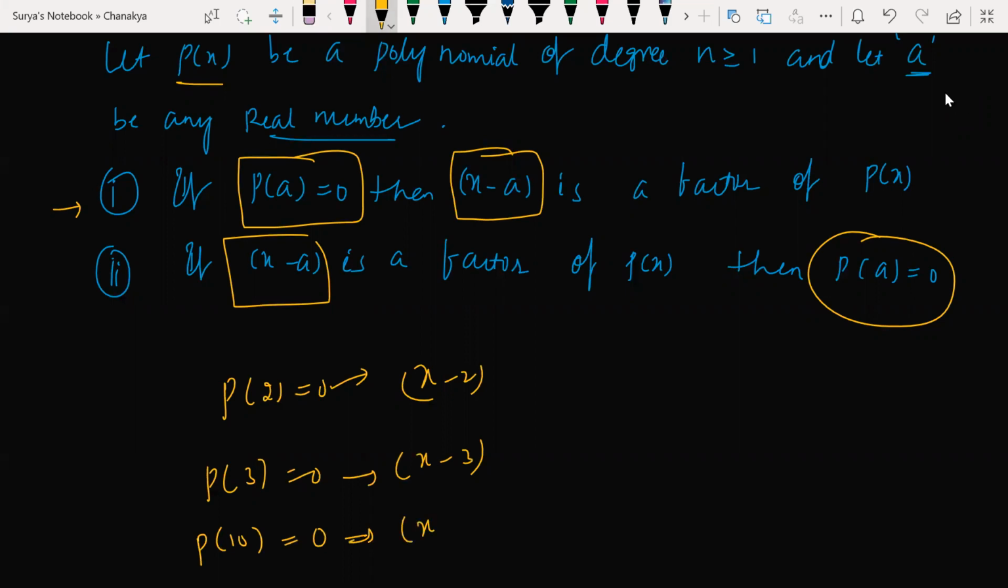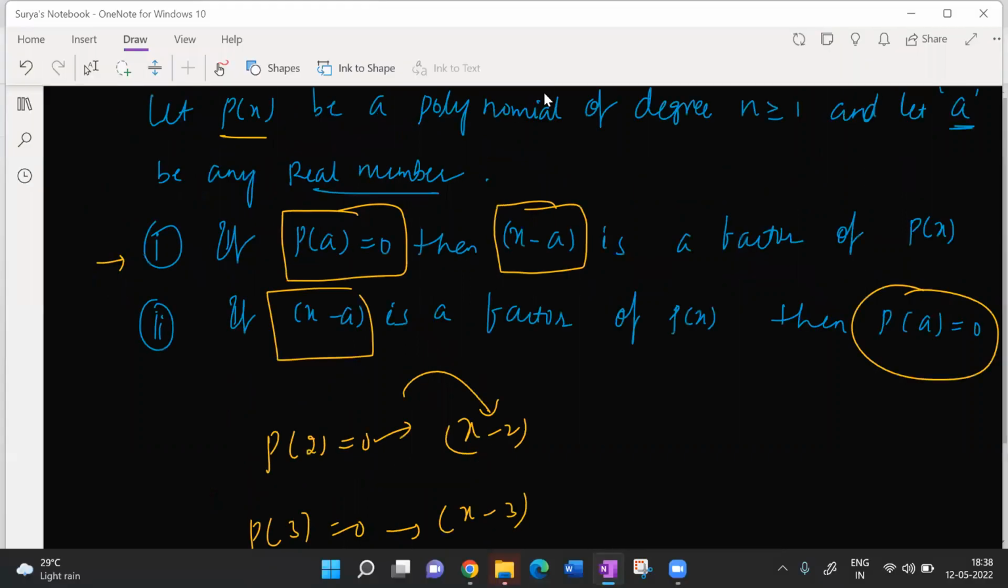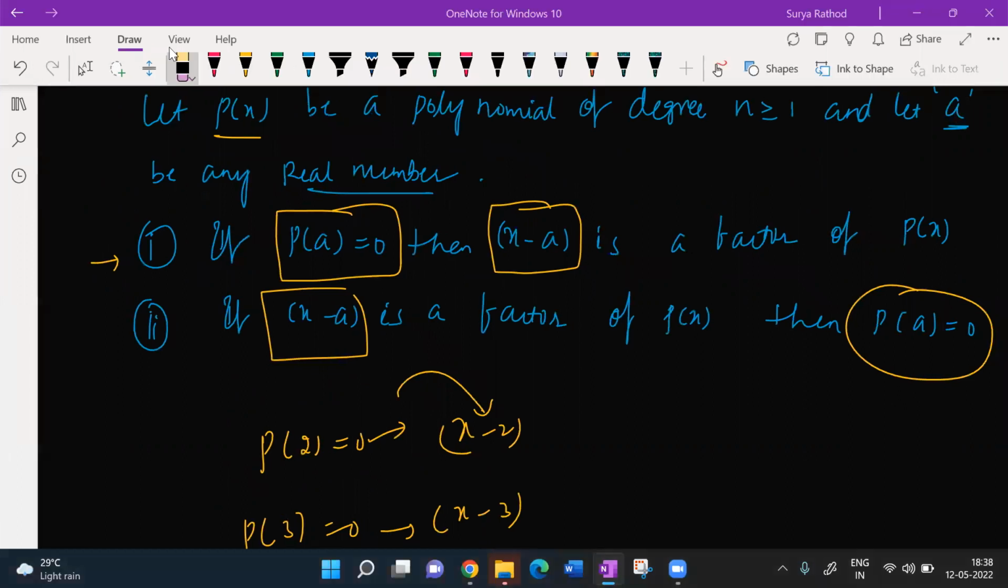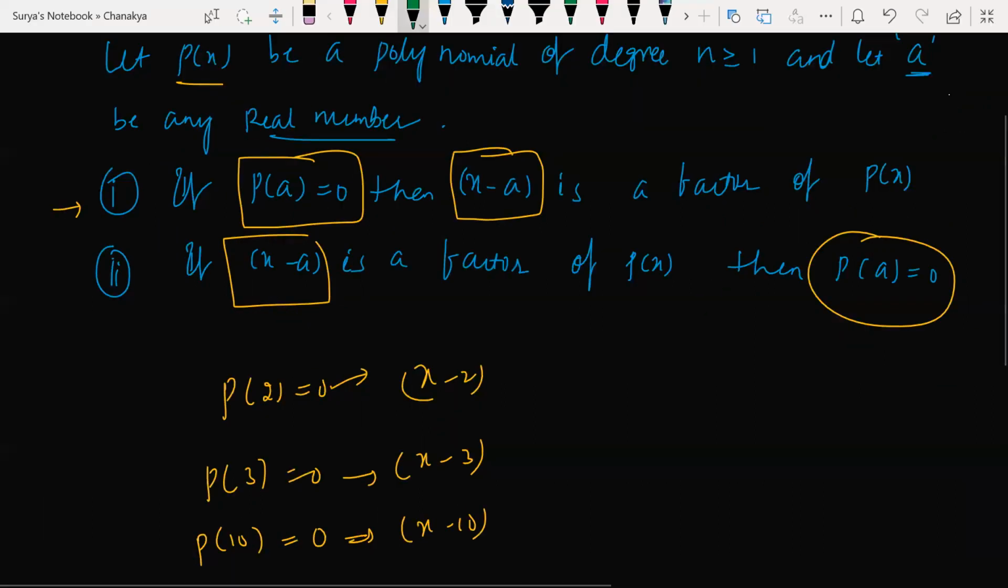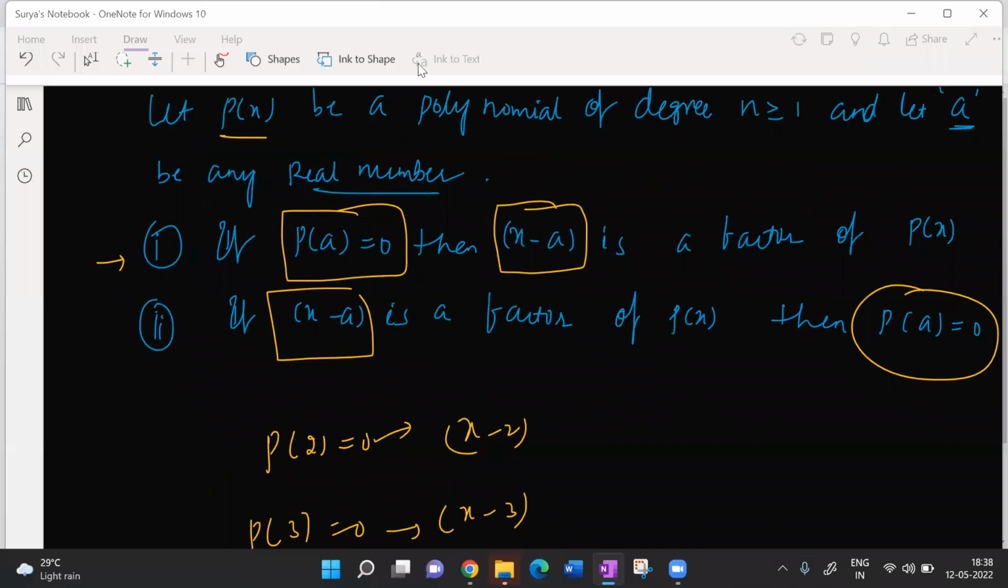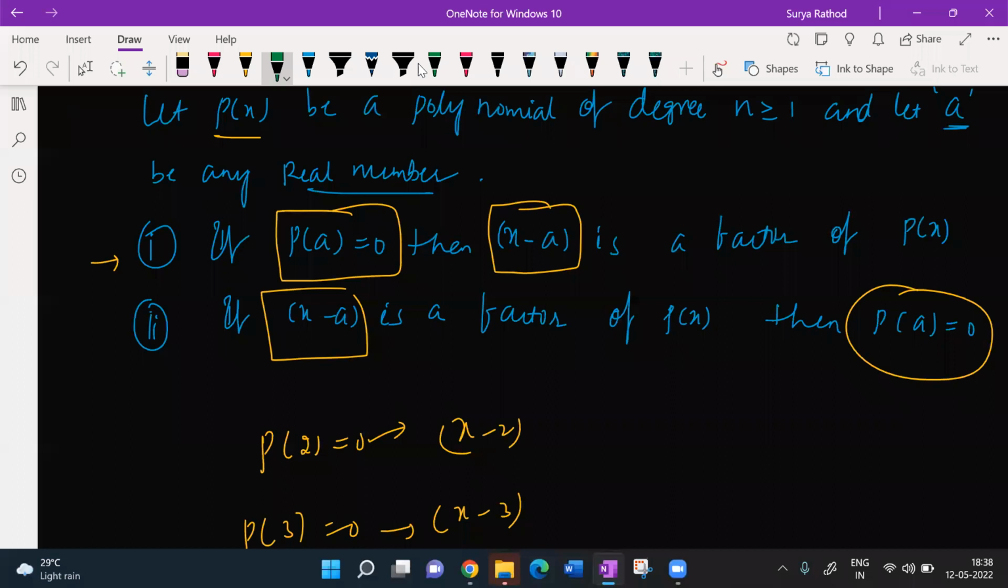Sir, why are we writing x minus 10? Why x minus 2? Why x minus 3? Why are we writing x minus a? Because the answer should come 0. Because a factor can only be determined when 0 is obtained. It's like when the remainder is 0, then only we can say it's a factor.